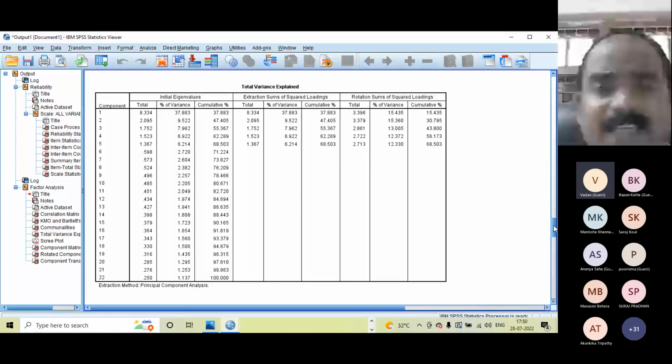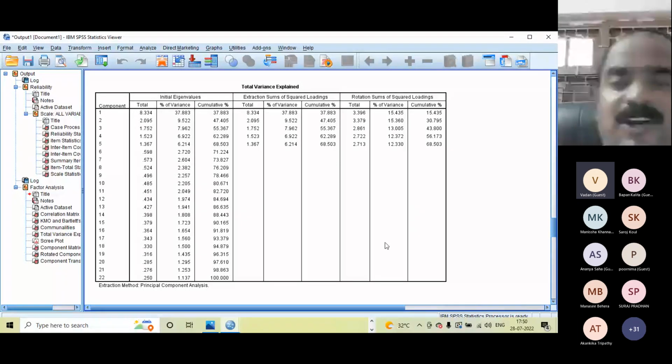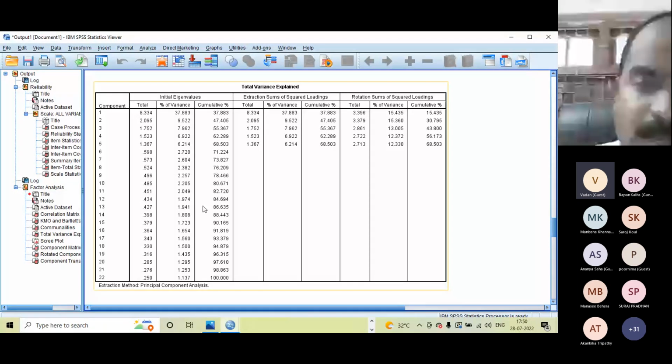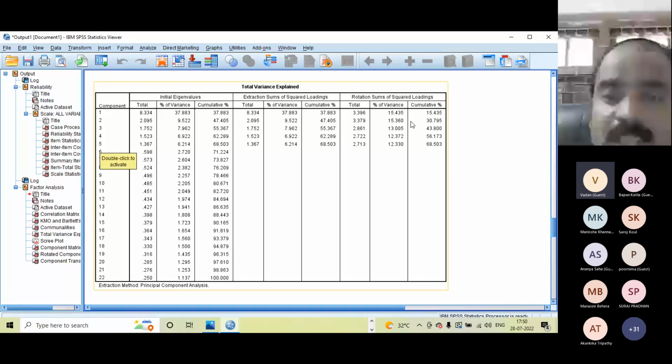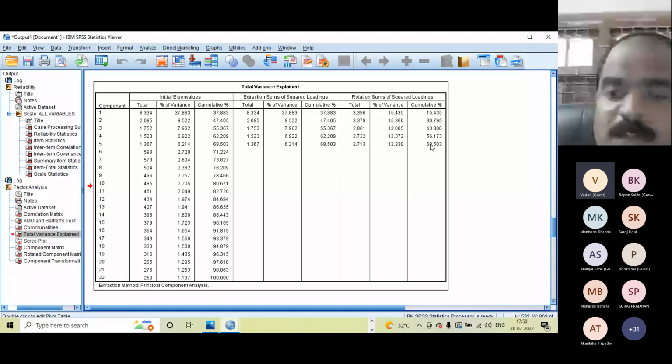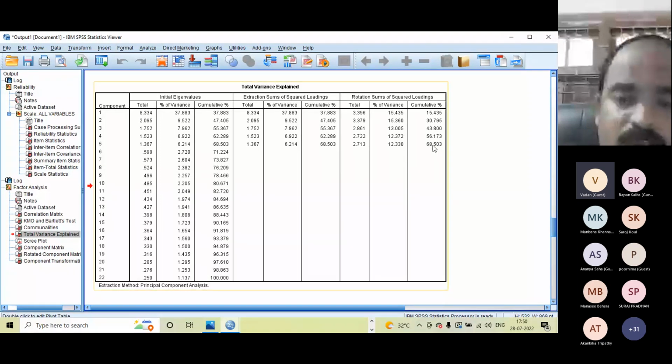Now look at here. This is the factor analysis people generally do, students generally do in MBA and MPhil, which is popularly known as EFA, exploratory factor analysis. What has happened? 22 variables have been taken and 5 factors have been extracted, and the cumulative variance is 68.503%. Done.